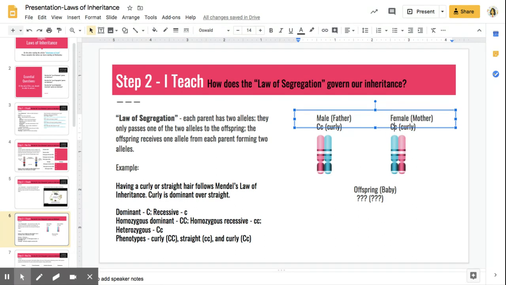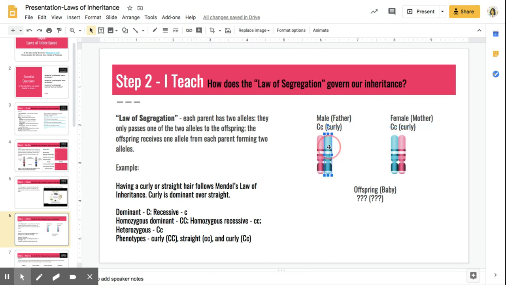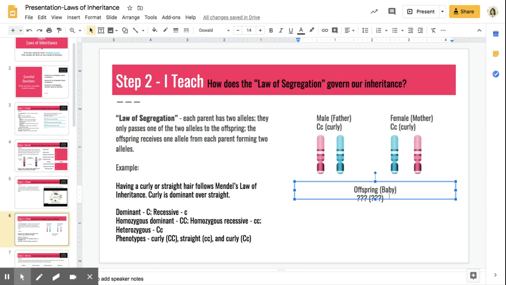All right, let's now go to the possibility of the genotype and phenotype of offspring. Again, law of segregation: the two parents have two alleles, they will be separated or segregated, and then one of these will go to the offspring, one of this will go to the offspring. So in this case, there are different possibilities. There are actually 3 possibilities.